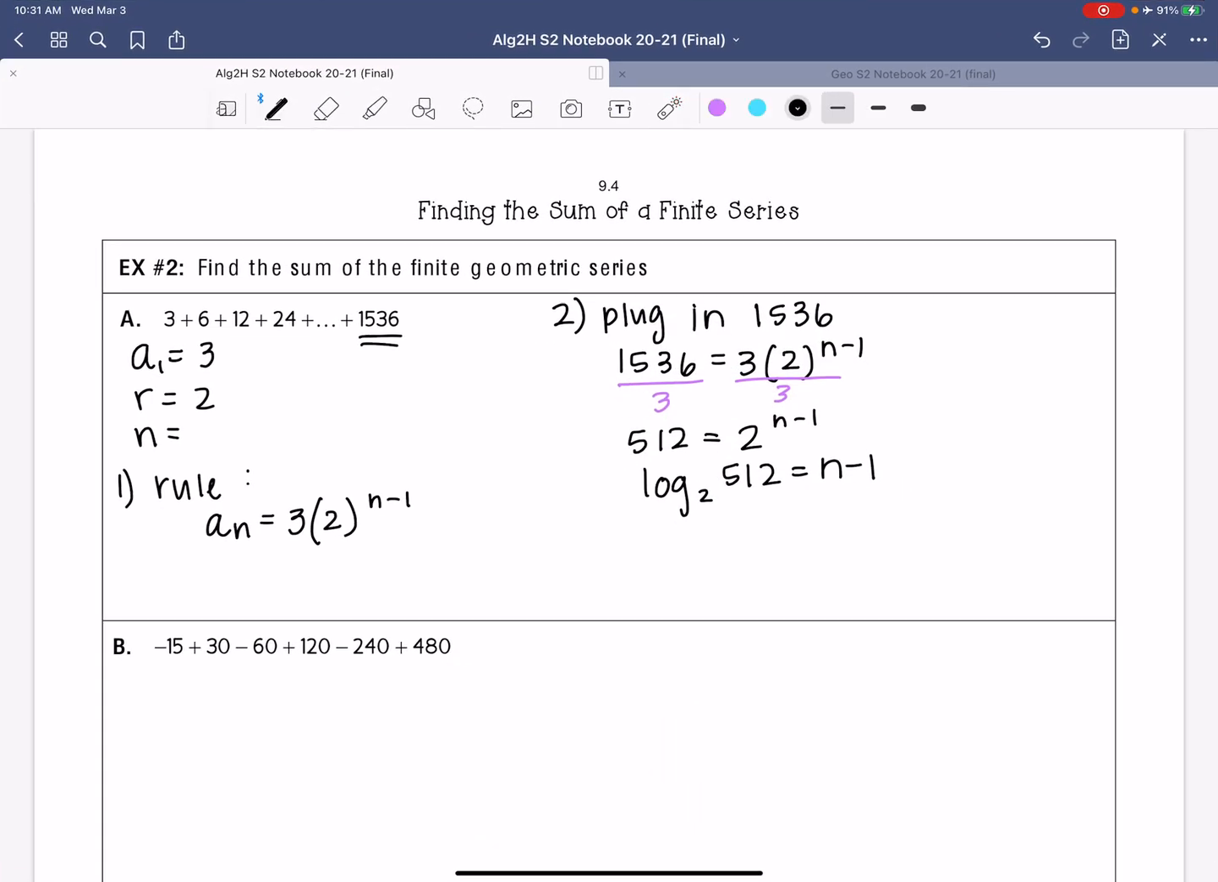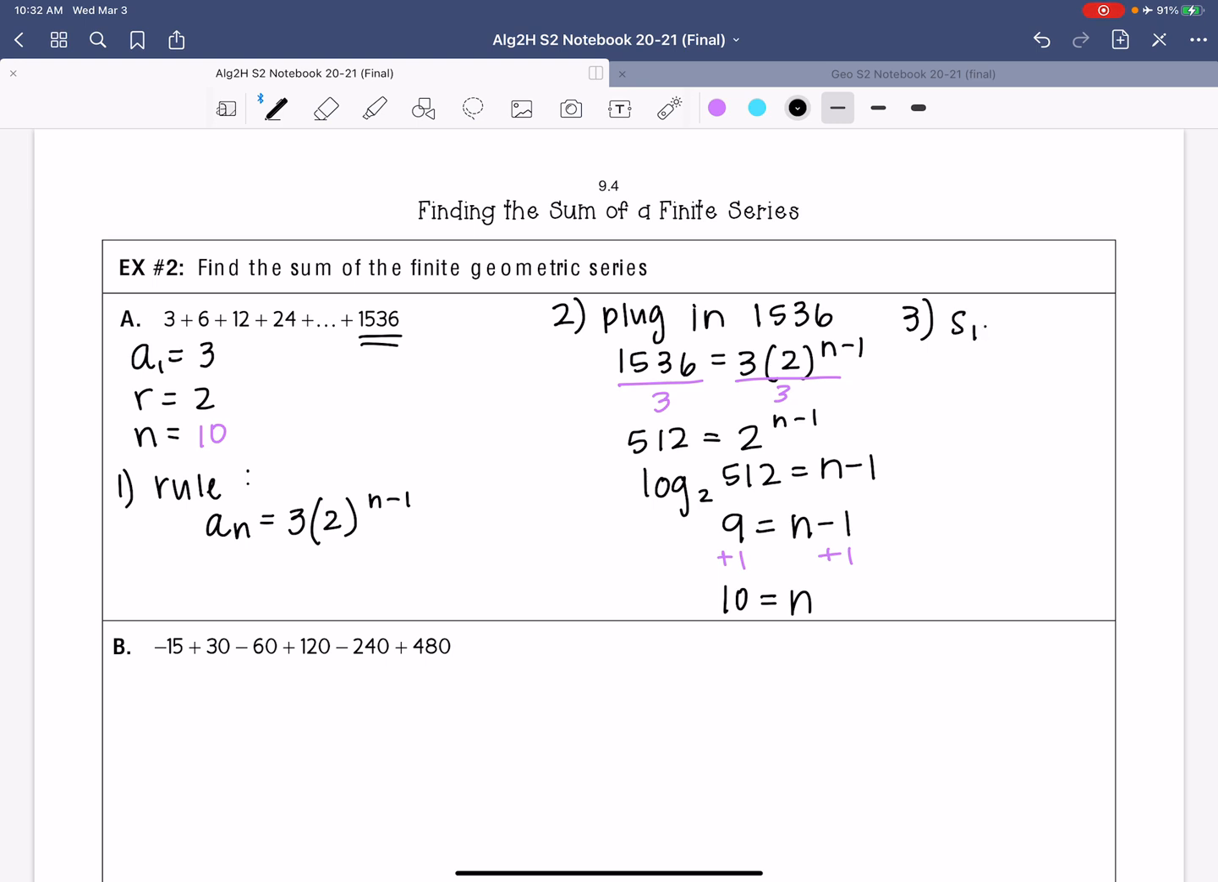So we get 9 is equal to n minus 1. Then to solve for n, we'll add 1 to both sides. So we get 10 equals n. So now we know n is 10. And now that we know this, step 3, plug it into the sum formula.